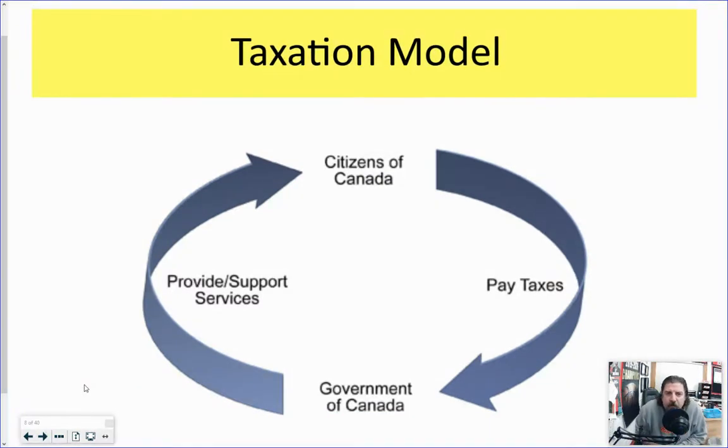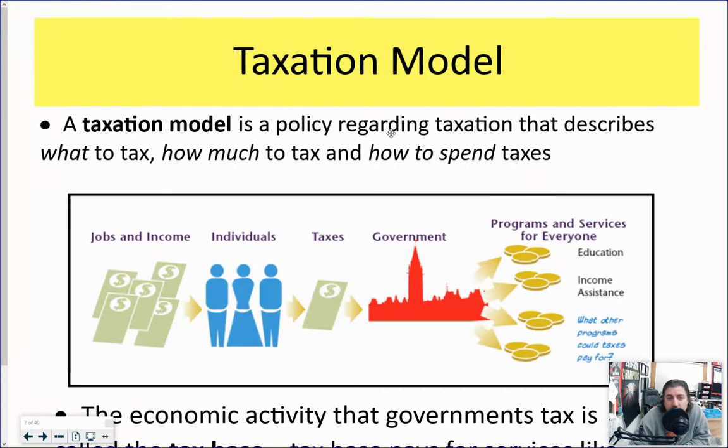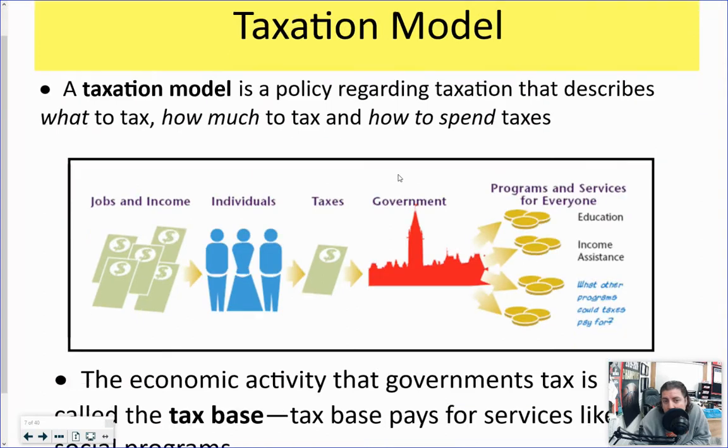Here's just a diagram that talks about what the taxation model is. Citizens of Canada, as you can see here, will pay their taxes, and that creates the taxation base. The Government of Canada then comes up with a model. They provide support and services to the so-called citizens of Canada, and then the cycle continues and continues and continues.